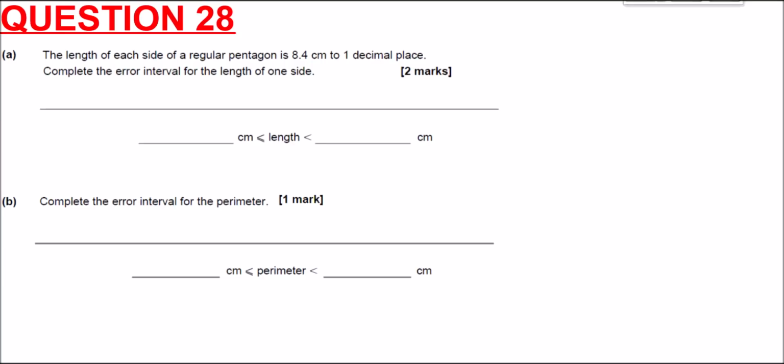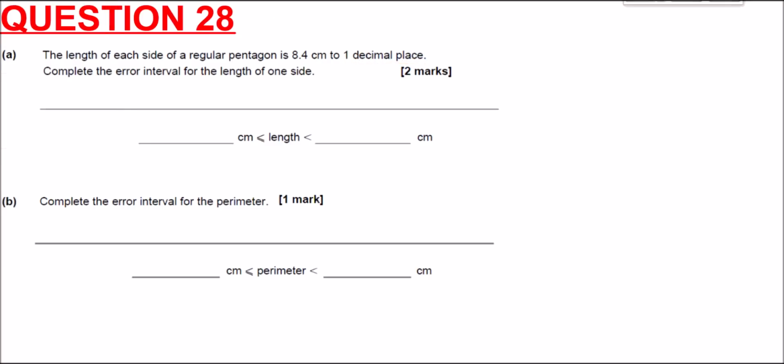Finally, now question 28, we have error intervals. Once you get your head around error intervals, they are not half as bad as what you might think they are. I'll try to explain now. So the length of each side of a regular pentagon is 8.4 centimetres to 1 decimal place. So that means the length has been rounded to 1 decimal place.